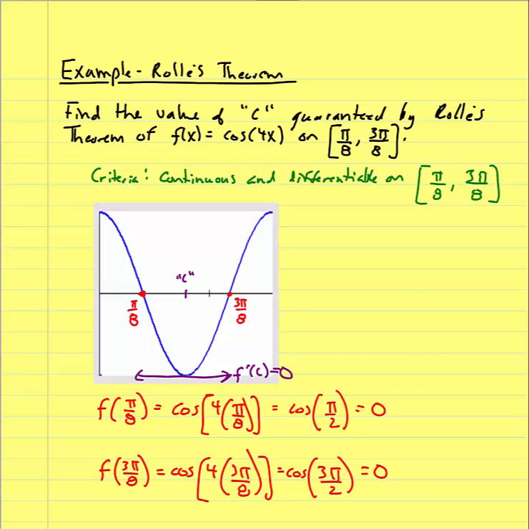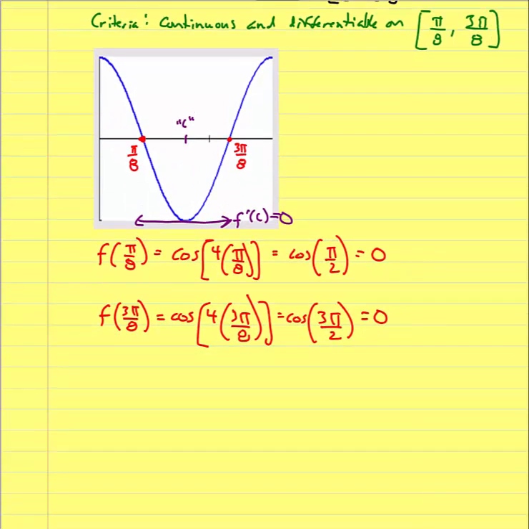Well, to find this value of C, I need to take a derivative, set it equal to 0, find our critical points, and test them in a slope chart. So find C in the interval pi over 8 to 3 pi over 8. These are fun problems. So I want to know where f prime of c equals 0. So I need a derivative.